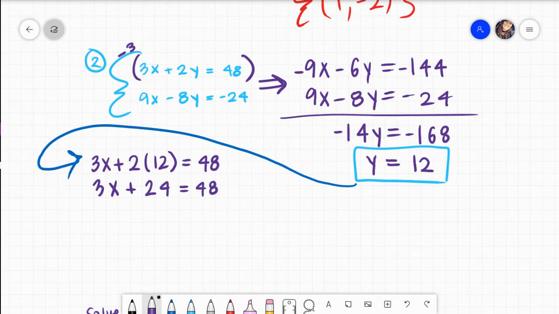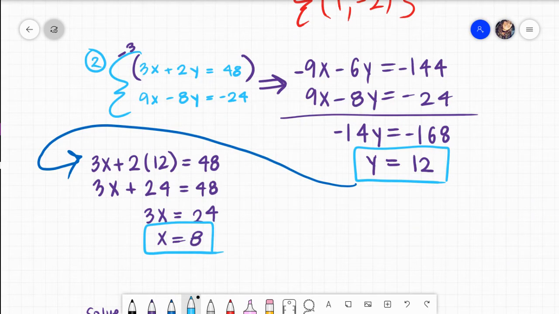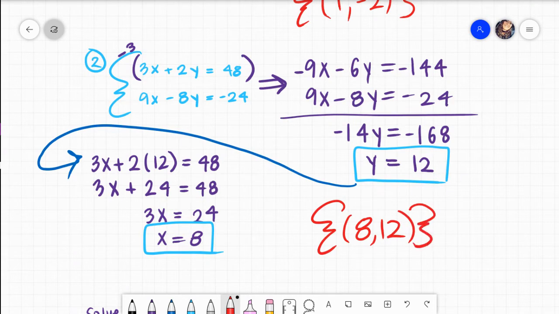Equals 48. I would actually move that 24 to the right-hand side. So I get 3x equals 24. And then here I would divide by 3, and I get x equals 8. And so x equals 8 is the answer here, which means our final answer is (8, 12), close brace. That makes sense, y'all?